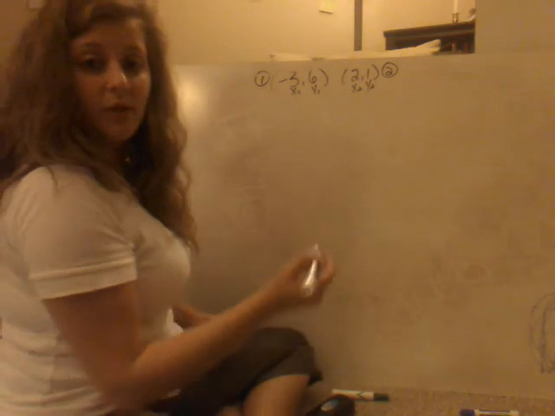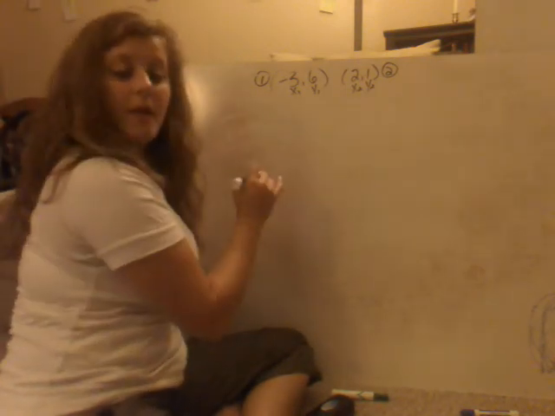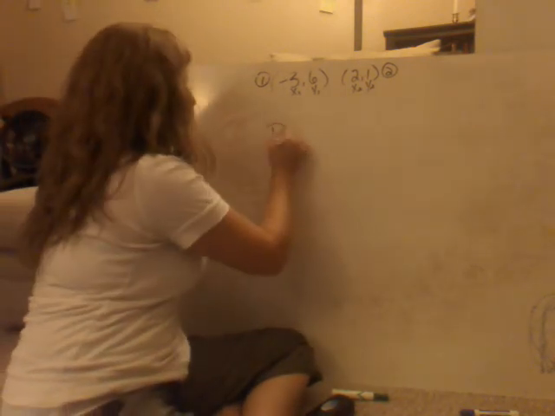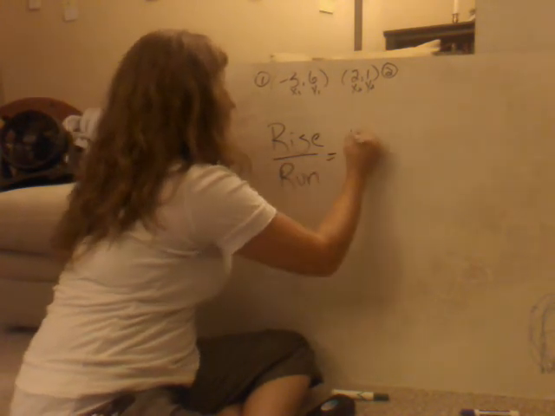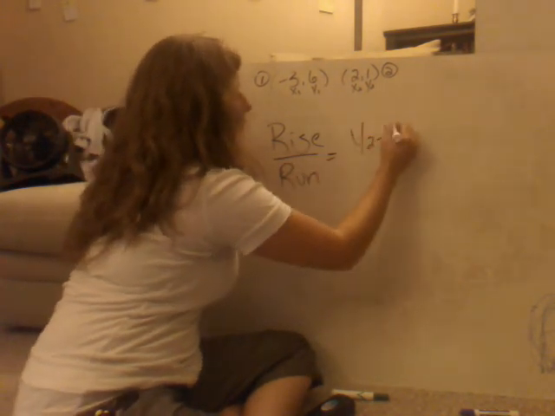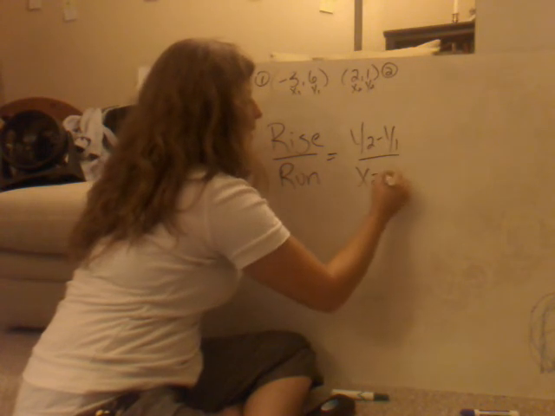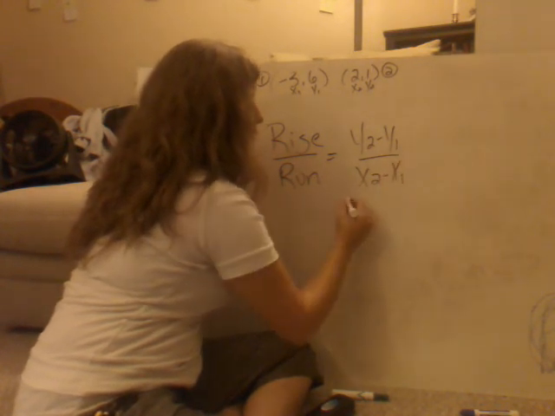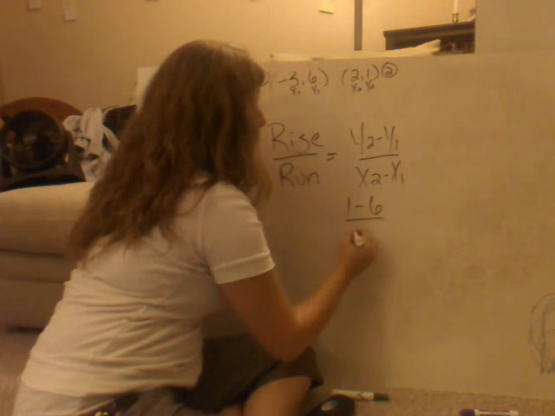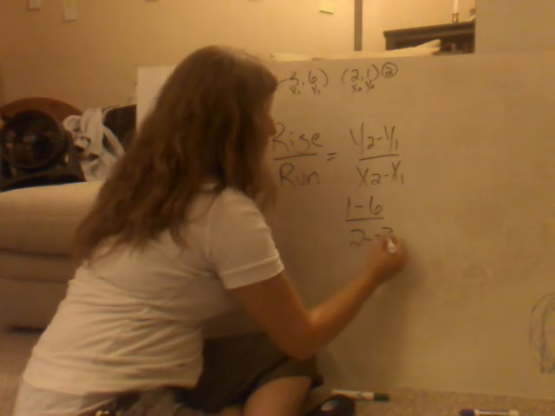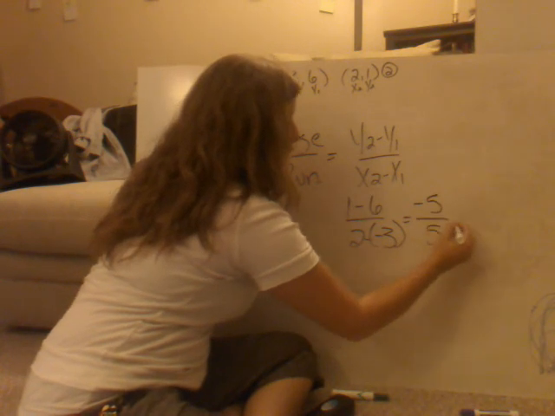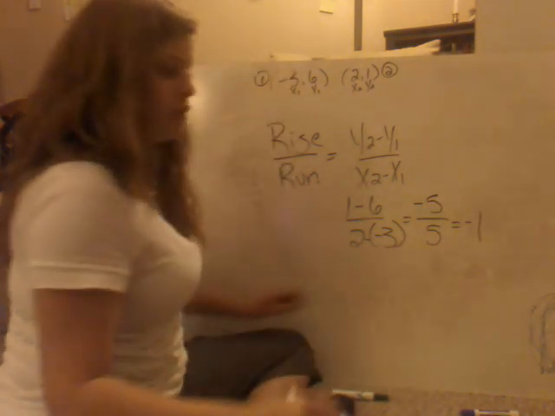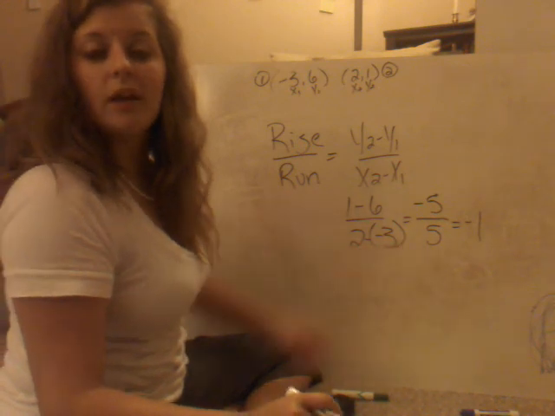Alright, next up is our slope, which is rise over run, which is y2 minus y1 over x2 minus x1, which is 1 minus 6 over 2 minus a -3, gives me -5 over 5, gives me -1. So you could have written that as -5 over 5 or -1.